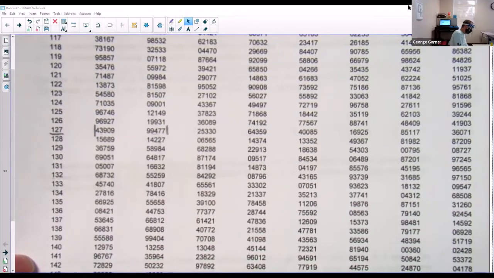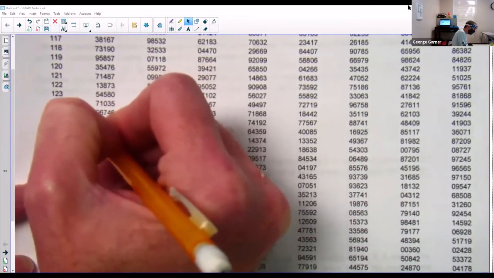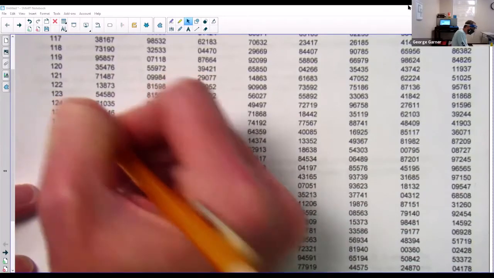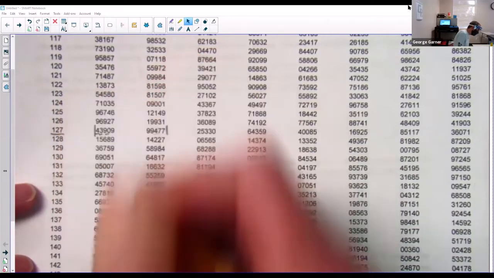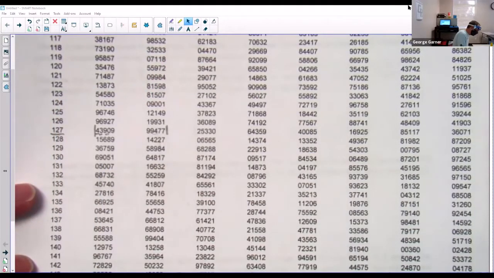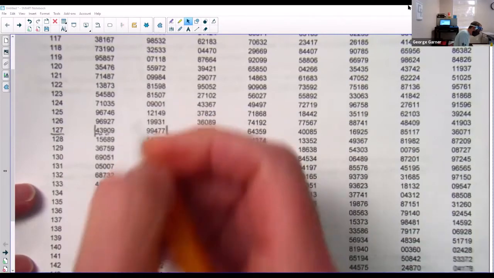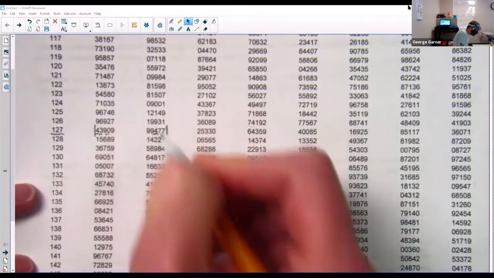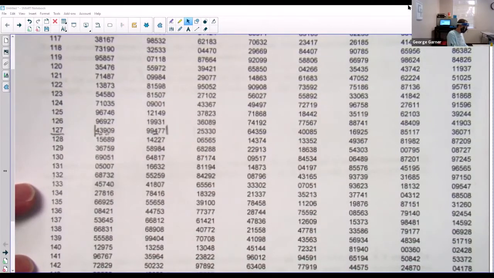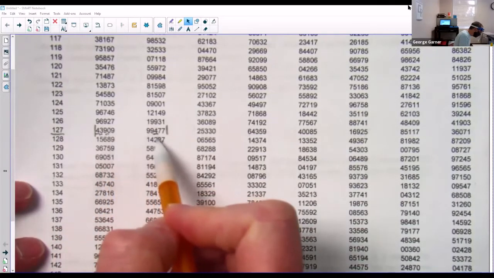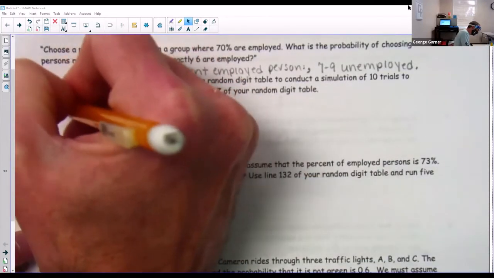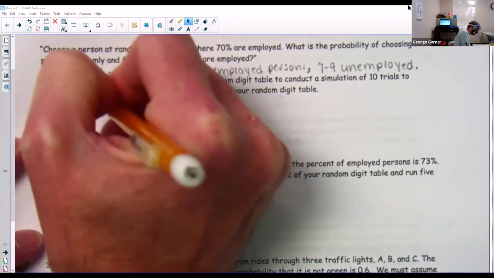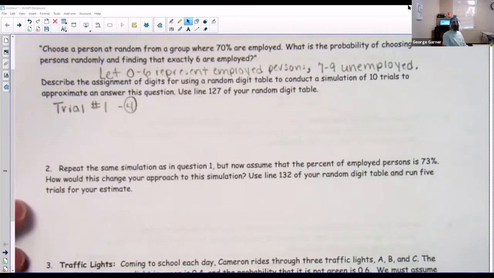So for example, 4 is employed. 3 is employed. 9 is not. 0 is employed. And then that 9 at the end, they're not employed. Then you have another 9 and another 9, and here's 4. That person that's 4 is employed, and then the 2 7s are not. So that's going to be 1, 2, 3, 4. So trial number 1, I got 4 out of 10.